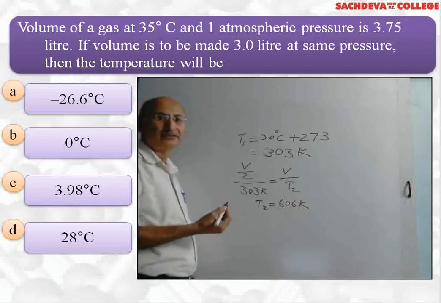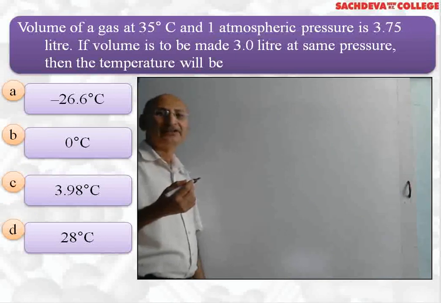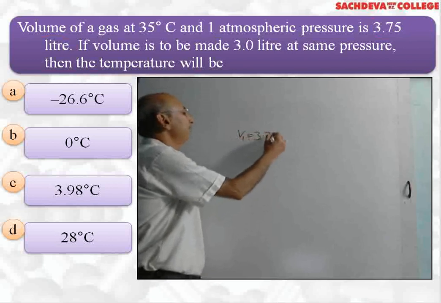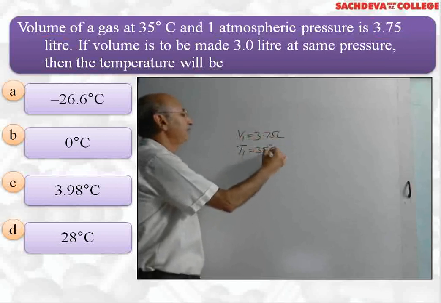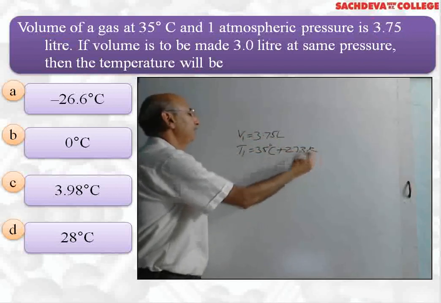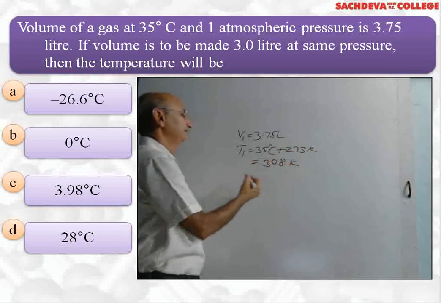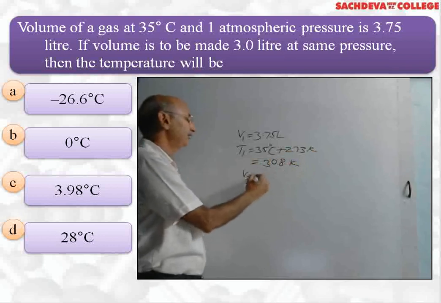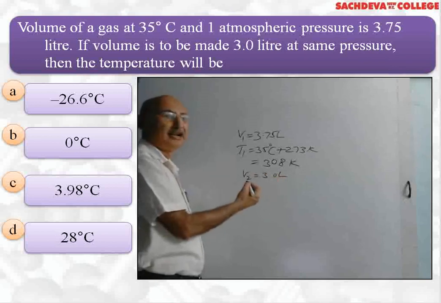Let's take up next question. The volume of a gas at 35 degrees centigrade and 1 atmospheric pressure is 3.75 liters. V1 is 3.75 liters. T1 is 35 degrees centigrade plus 273 Kelvin, which will come out to be 308 Kelvin. If the volume is to be made 3 liters, V2 is 3 liters. Calculate the temperature at the same pressure.